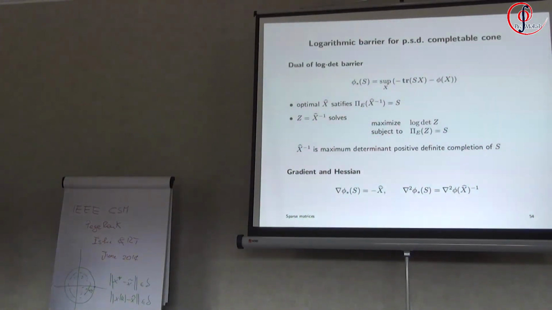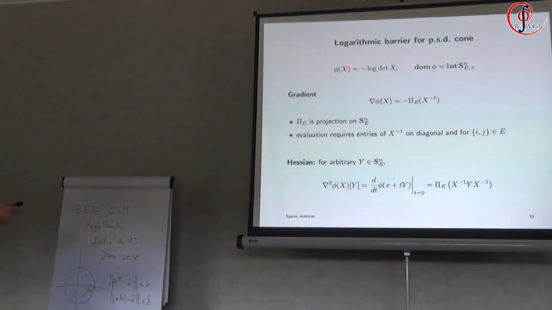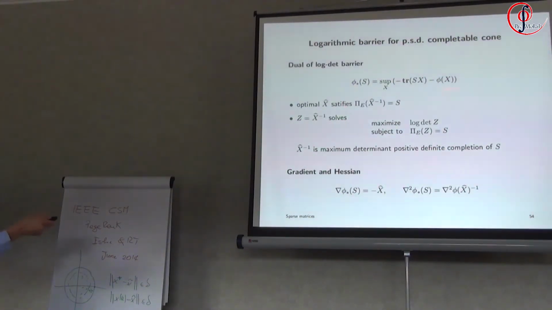But you see for a chordal pattern, you can actually do it very efficiently at the cost of roughly a Cholesky factorization. To evaluate the primal barrier for a given x, that's an easy question. You do a sparse Cholesky factorization, and then from the diagonal you get the value of the barrier. But for the dual barrier, you have to solve this optimization problem.